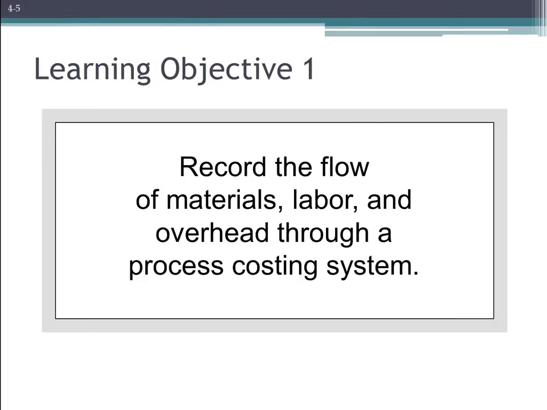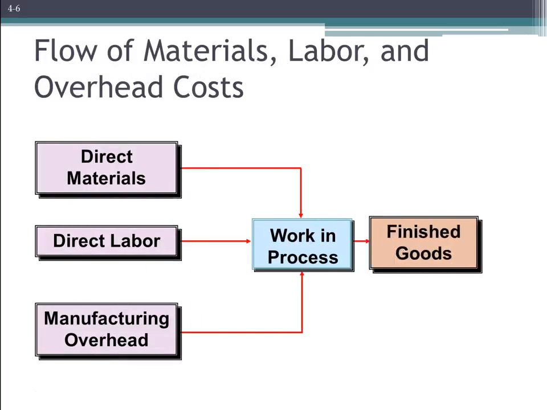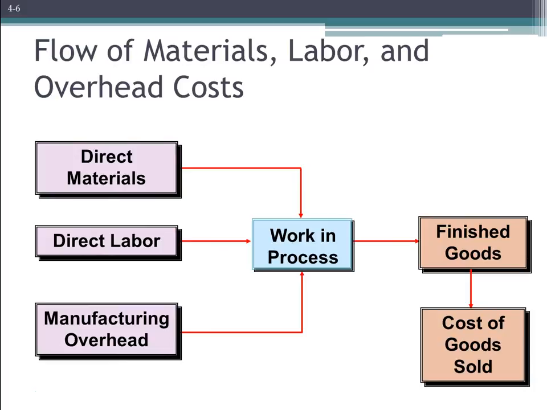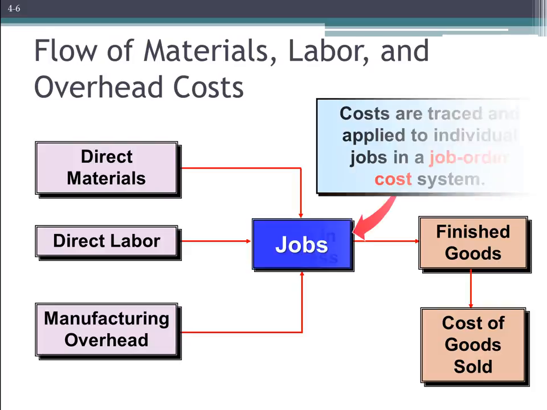So, learning objective 1 from the chapter discusses recording the flow of materials, labor, and overhead through the process costing system. And it's mostly the same. Remember that generally the flow of materials, labor, and overhead costs all goes into work in process. Those are the additions to the work in process inventory account for a company. Once it's done, then it moves into finished goods, and finally, once we sell those goods, it becomes cost of goods sold. That's finally when it's expensed.